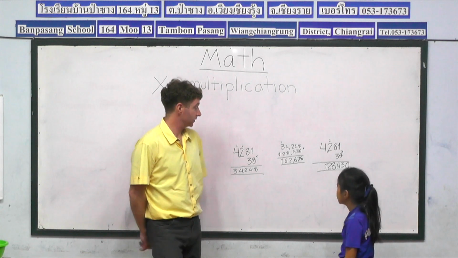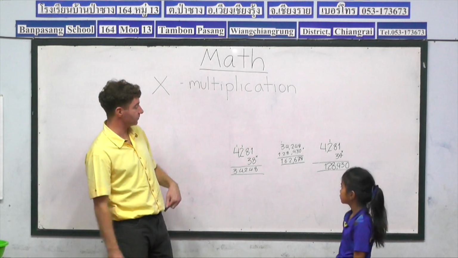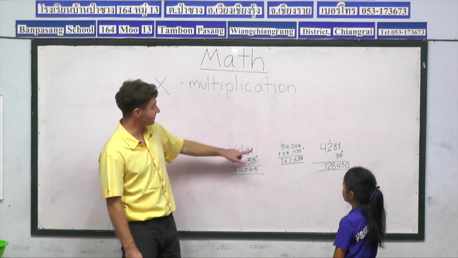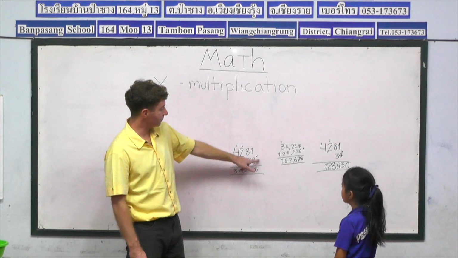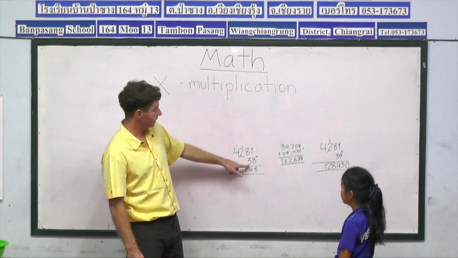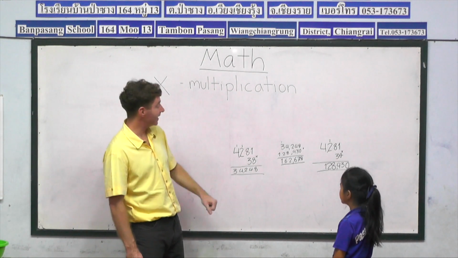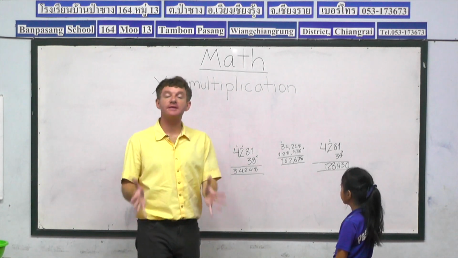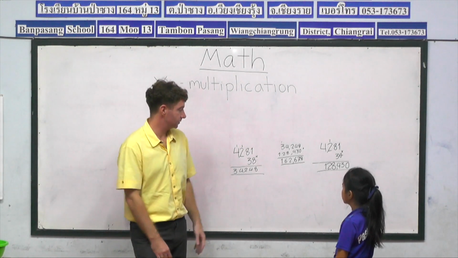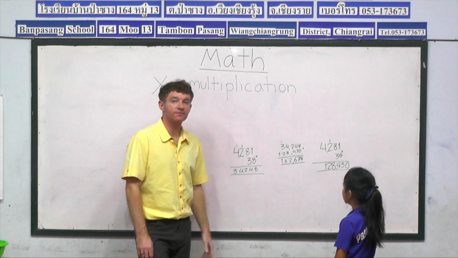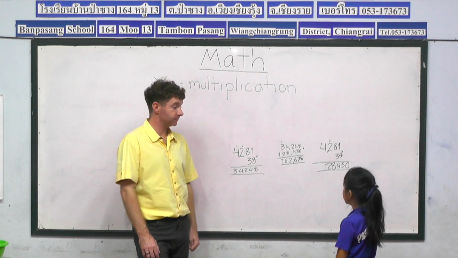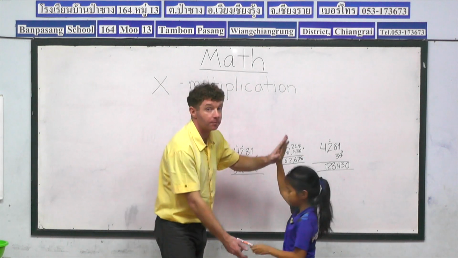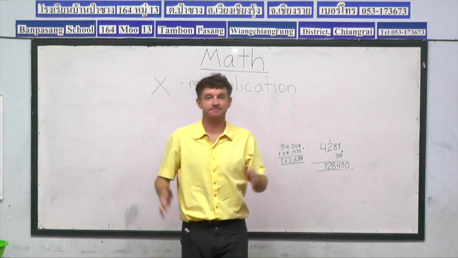162,678. So we can say 4,281 multiplied by 38 equals 162,678. Prau, that was amazing. High five and a big round of applause for Prau, please, guys.